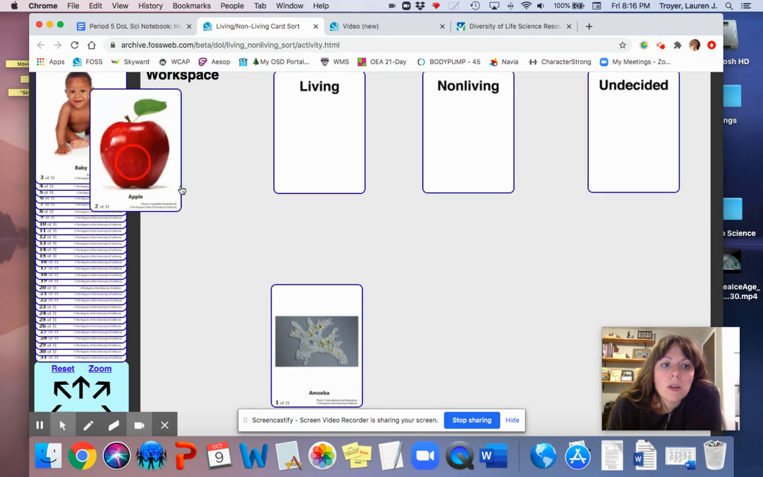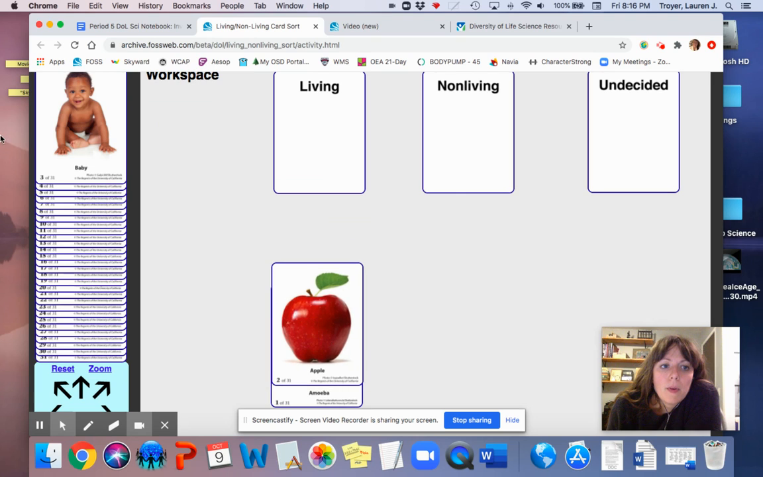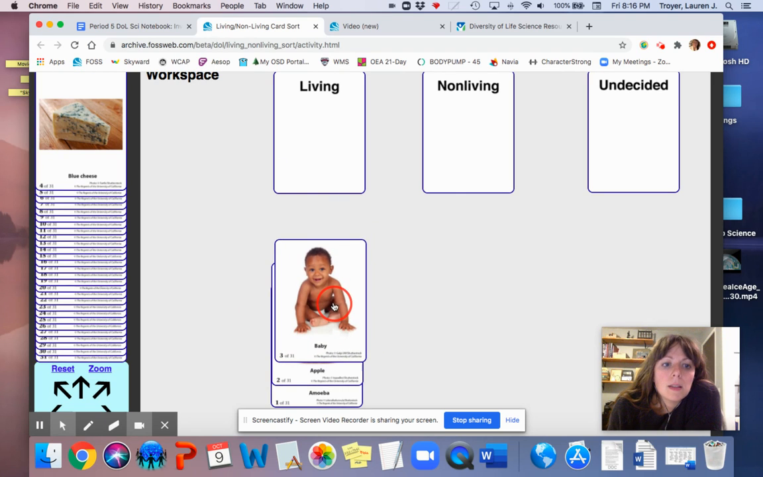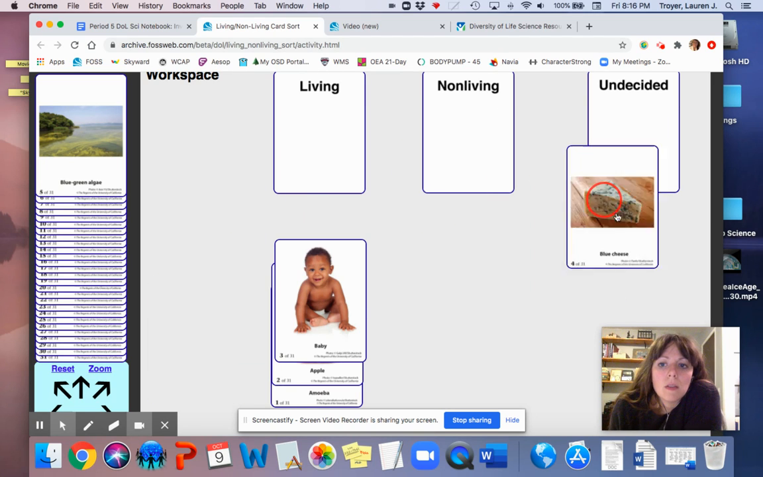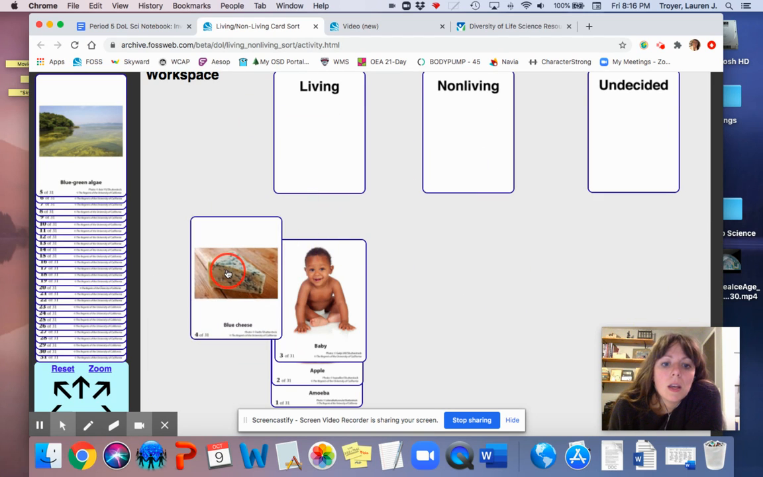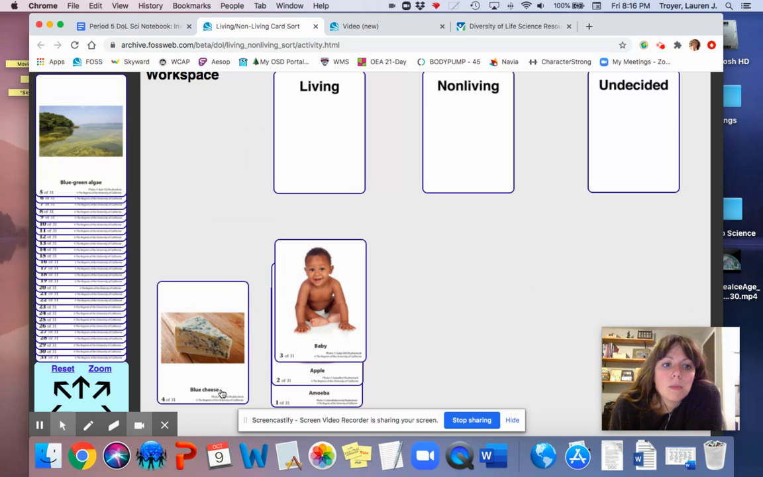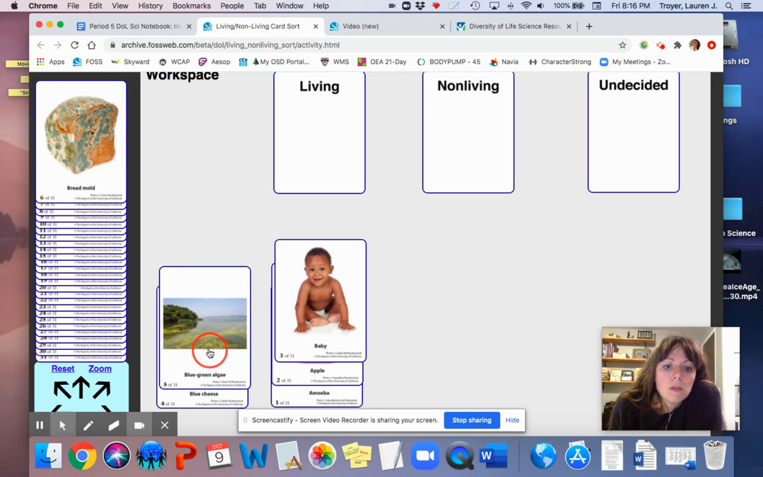That's really important. So amoeba, apple, baby, these things are living. Blue cheese is a little debatable, and this is one of the ones we've debated in class. It's made with the help of mold, so you might say living, you might say non-living, you might say undecided. You get to decide. You can create two columns. So if you think it's living, you can create a second column here to give yourself more space. But it's really nice for me to be able to see the words. Otherwise, I have no idea what you put where.